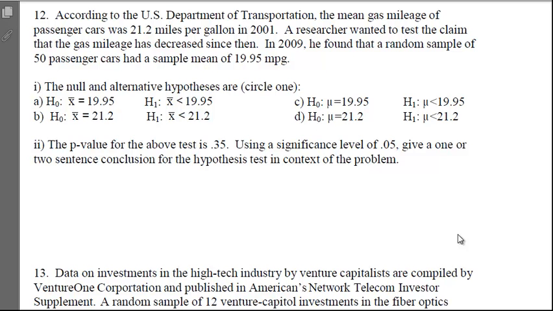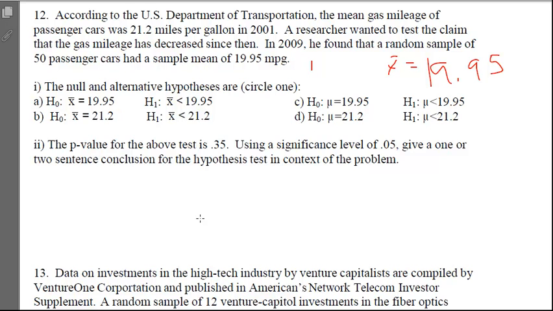According to the U.S. Department of Transportation, the mean gas mileage of passenger cars was 21.2. A researcher wanted to test the claim that the gas mileage has decreased since 2009. He found that a random sample had a sample mean of 19.95. So a sample mean of 19.95 means that X bar is equal to 19.95. That doesn't mean we're going to use it in the question, but let's just point that out.